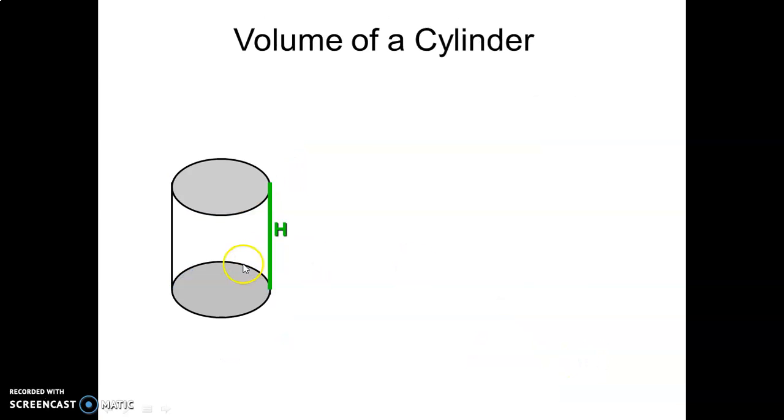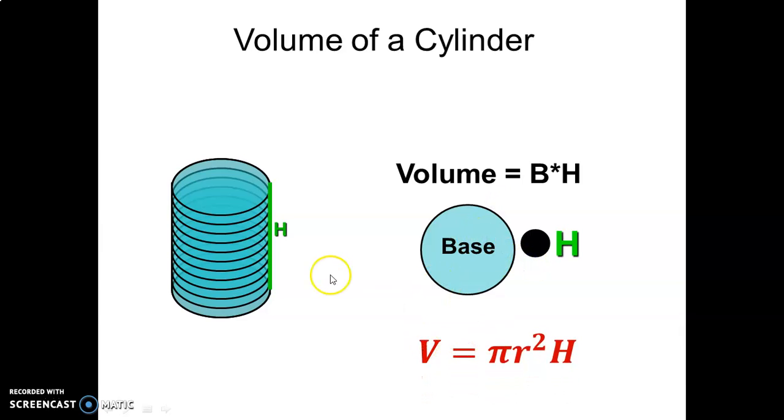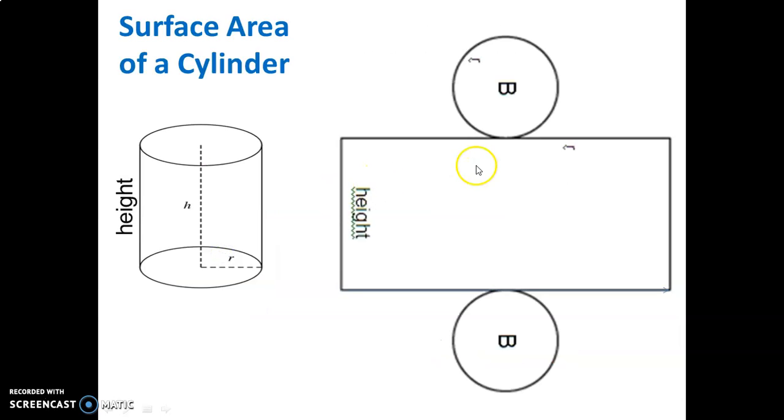Works the same way for a cylinder. If we want the volume, we do base area and we stack them up. That tells us how many we have of those bases. So base area times height. And for a cylinder, a circular base has an area of pi r squared. So to find the volume, we do pi r squared times height. That's our volume.